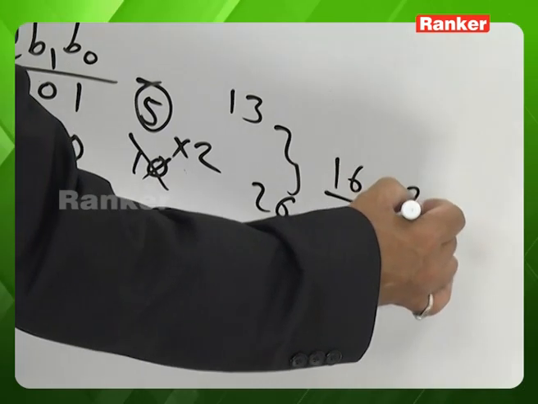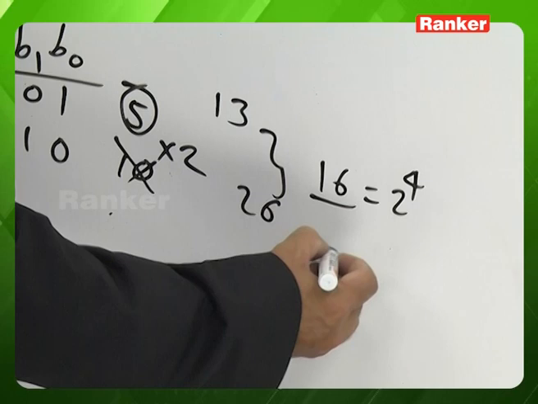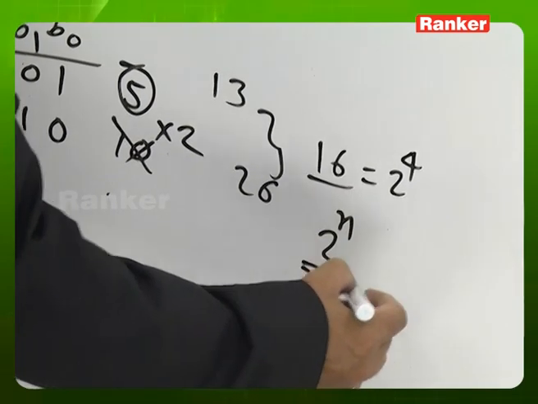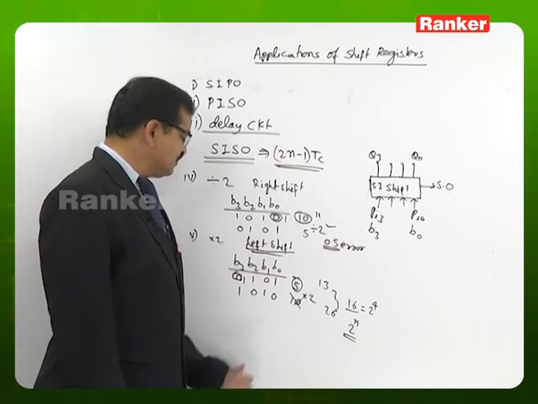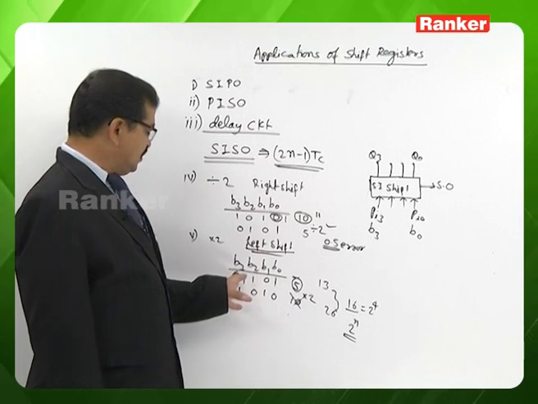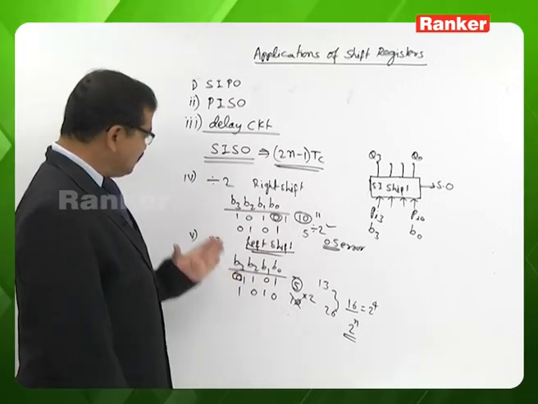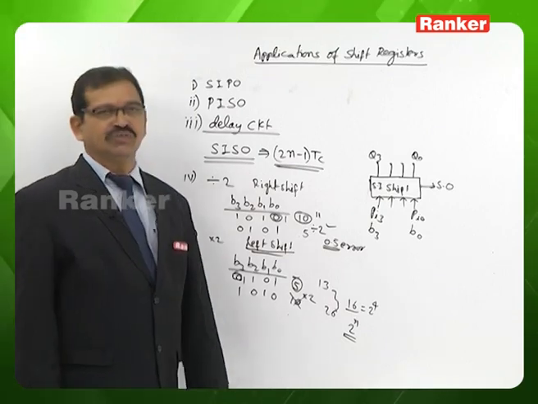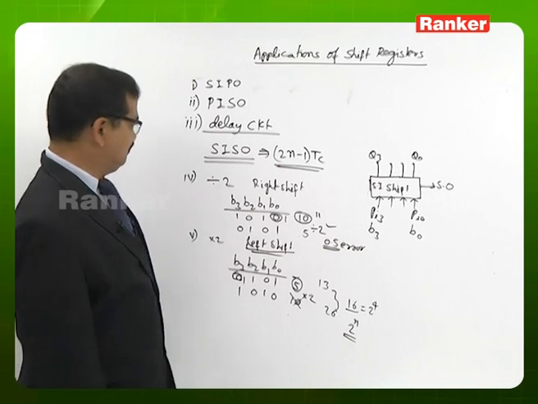For the 4-bit case, it is a difference of 16, that is 2 to the power of 4. Hence, for the n-bit case, it is 2 to the power of n. Hence, we have true multiplication with the left shift operation if and only if the MSB bit is 0. If the MSB bit is 1, the multiplication is with error. The error is 2 to the power of n for the n-bit case.